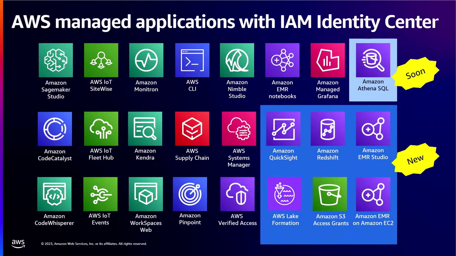Now, I mentioned a minute ago, you've maybe thought about Identity Center as a way of accessing accounts in AWS. Well, we have over 20 applications that have integrated with Identity Center because of some of these benefits, and they can get rid of the effort of trying to do sign-in and directory actions on their own. And today, we're here to talk about a new set of integrations from QuickSight, Redshift, EMR Studio, Lake Formation, S3 Access Grants, and Amazon EMR on EC2. And coming very soon, you'll see integrations from Athena as well for Athena SQL.